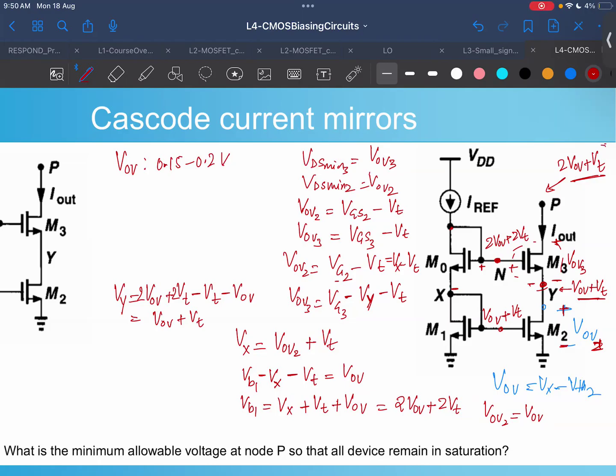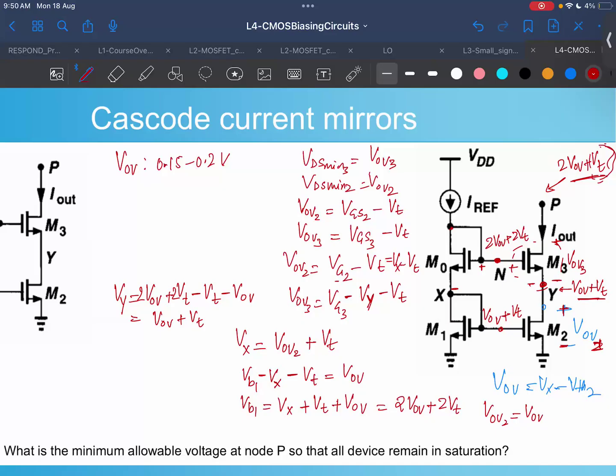But the problem is the VT, right? Because VT is unnecessarily increasing the minimum voltage needed at that point, which could be much lesser, or at least VOV, right? That is the main thing. And you can evaluate it yourself, and there are multiple ways to do that, right?